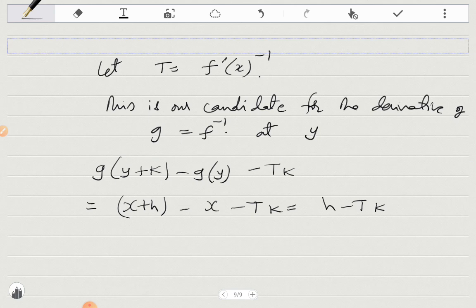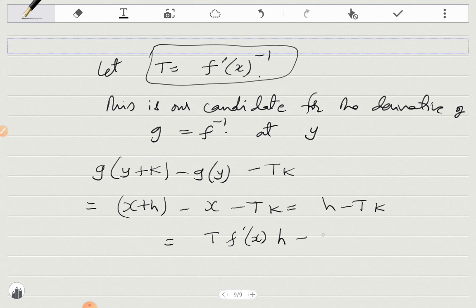Now the idea is to write everything in terms of f, and then use the fact that f is differentiable. So how would I write this h, for instance? I'll write it as t f prime x h. Remember that t is just f prime inverse, so this is just the identity, t times f prime.